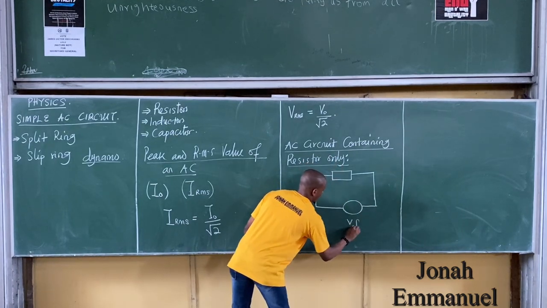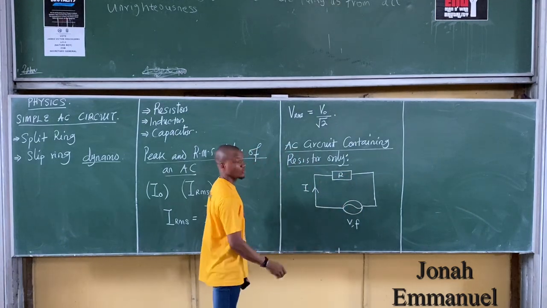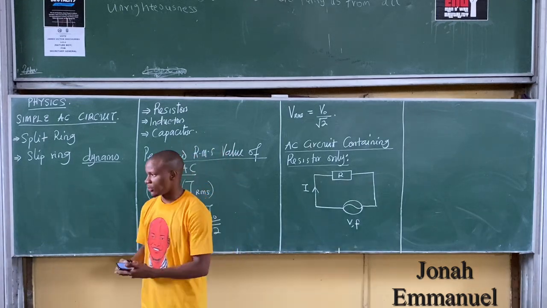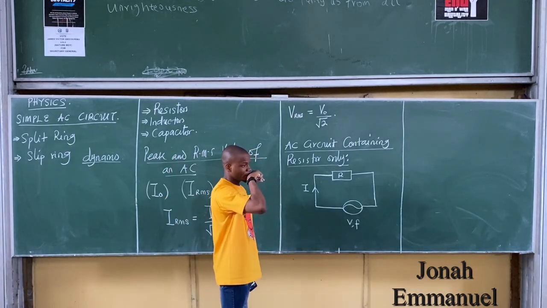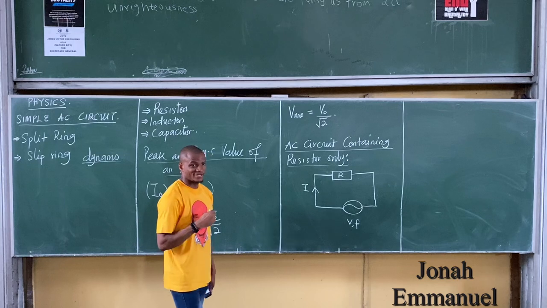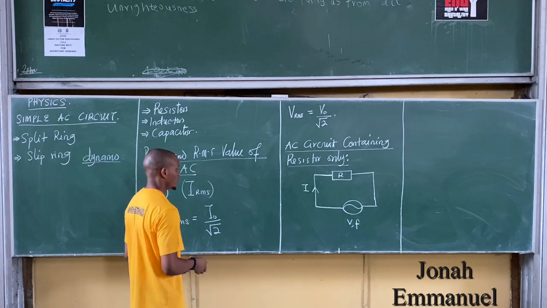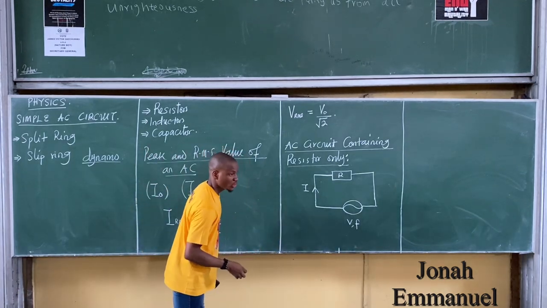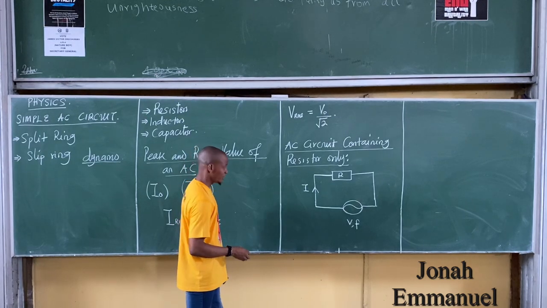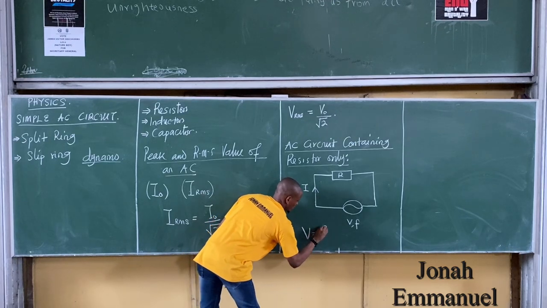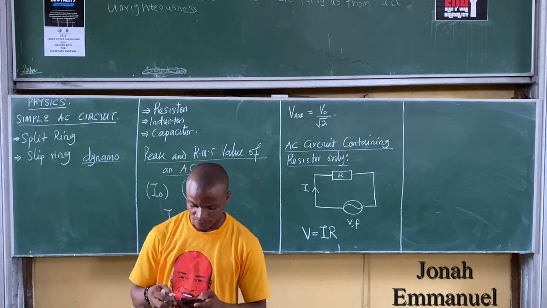It's called V over F. This is R, resistor. This is R, current going this way. For an AC circuit containing resistor only, from Ohm's law, the voltage V is equal to what? IR. V is equal to IR.